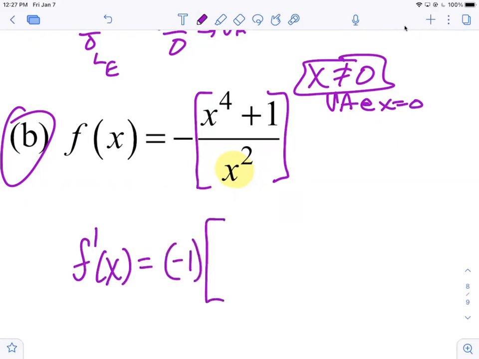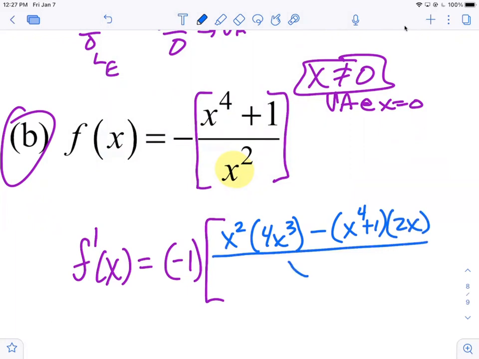There he is. And then I can just Ho d Hi the nice positive things on the inside. Huh? Ho d Hi, Ho d Hi. So Ho, and then d Hi is 4x cubed. Ho d Hi minus Hi, in parentheses, d Ho is 2x. All over Ho Ho, that's x to the 4th. So see, it's already still preserved in single format.